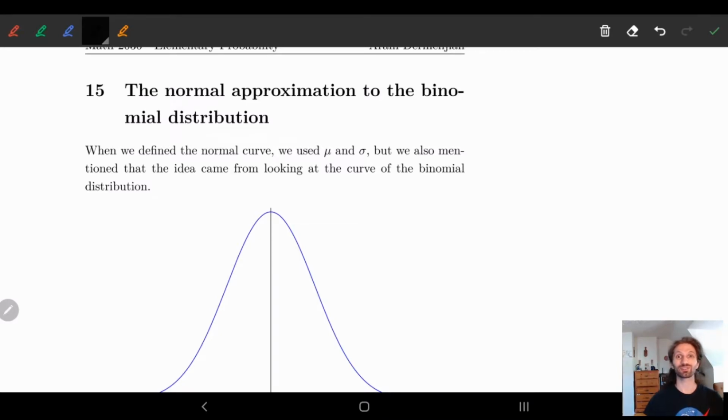Hiya! So in this video, we're going to talk about the normal approximation for the binomial distribution. In other words, what we're going to do is take the normal curve, that curve that kind of fits on top of the binomial distribution, and use that curve to estimate or approximate the binomial distribution.